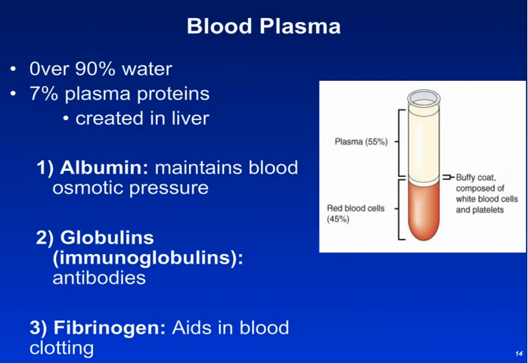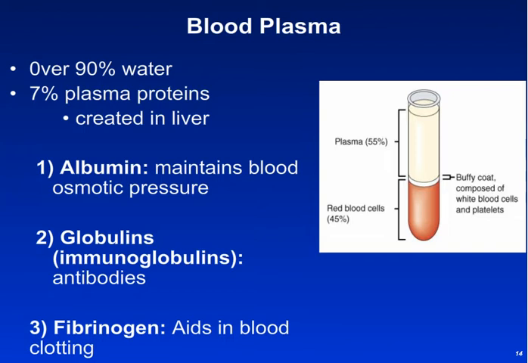So now let's take a closer look at blood plasma. Blood plasma is the matrix of blood, and it is very aqueous. That is, over 90% of blood plasma is actually water. About 7% are plasma proteins, such as albumin, which are created in the liver. Albumin is probably the most important of the plasma proteins because it maintains osmotic pressure.